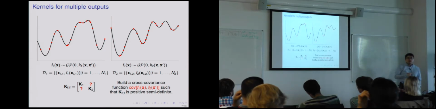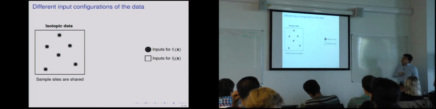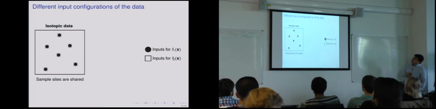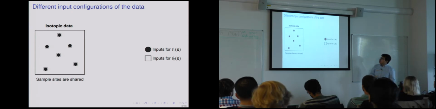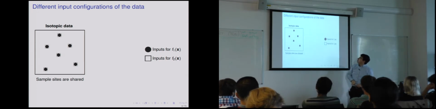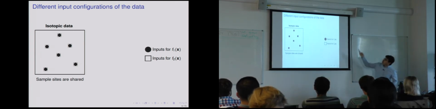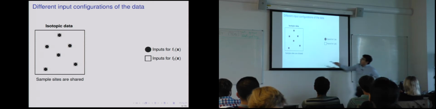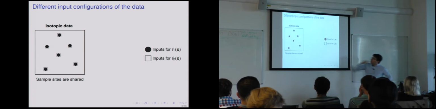Right? Okay. So before going into that, I just want to make these definitions for the different configurations that we could have in the input data. These definitions actually come from geostatistics. They are not really used in machine learning. So I use this black dot to refer to the inputs of the process F1, and this square to refer to the inputs of the second process. We say that the input configuration is isotopic if the sample size for both processes share the same input points, as you see there.